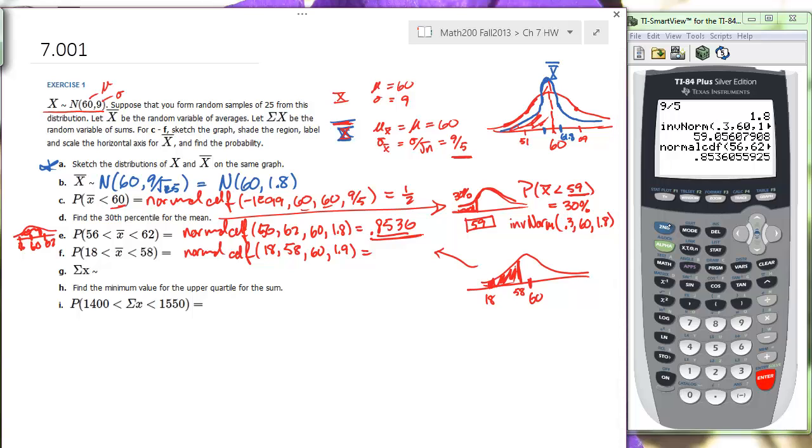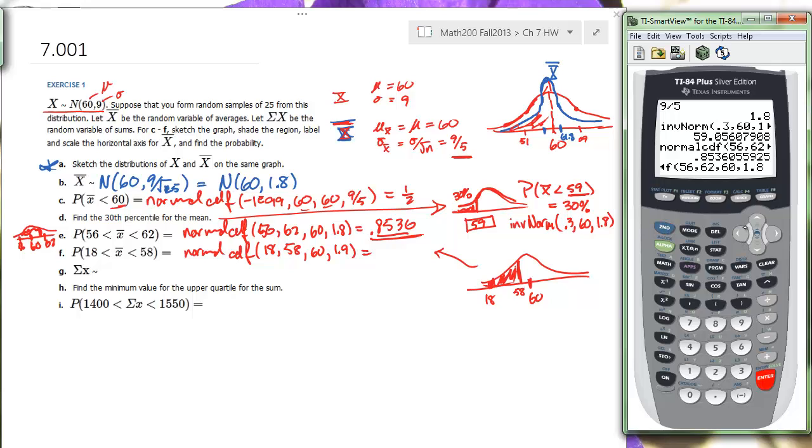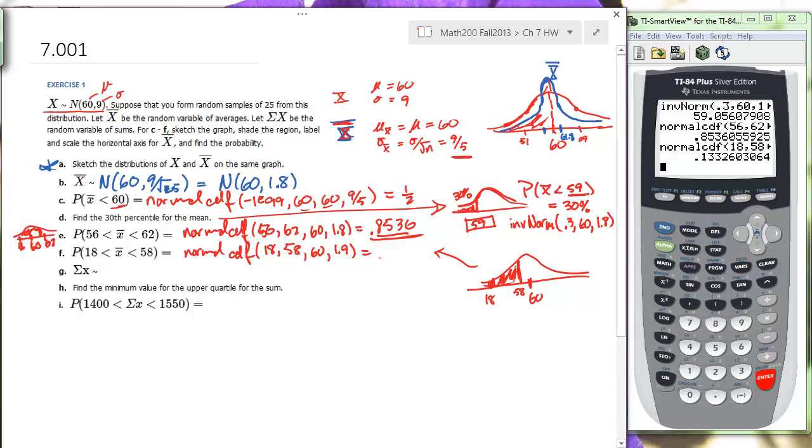So let's punch that in. I'm going to recall my previous entry, so I'll press second function, entry, and then I'll just arrow back to change the low and the high. Once the low was 56, but now our low is going to be 18. And then our high is going to change from 62 to 58. So 18 to 58. Everything else is the same, so I'm going to go ahead and press enter. And it's going to give me a 13%. So that's 0.1332. Let's call it a 3 because of the rounding.